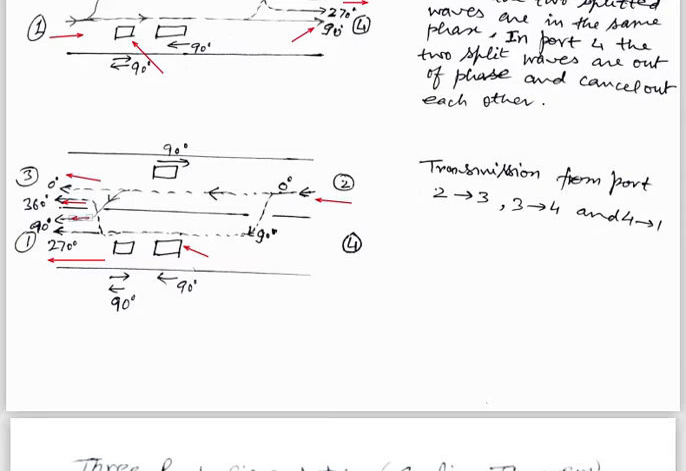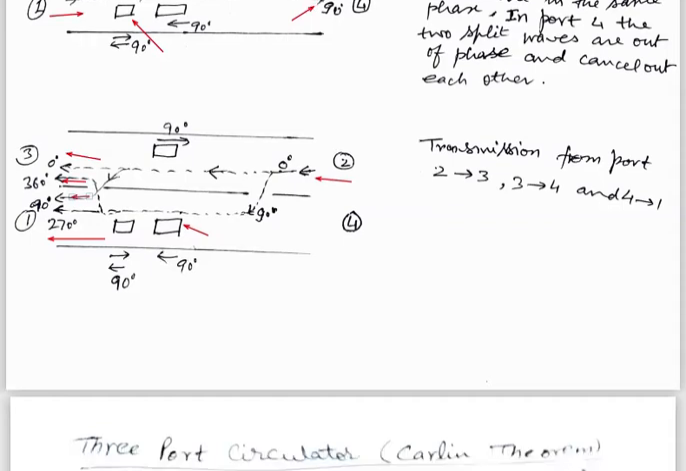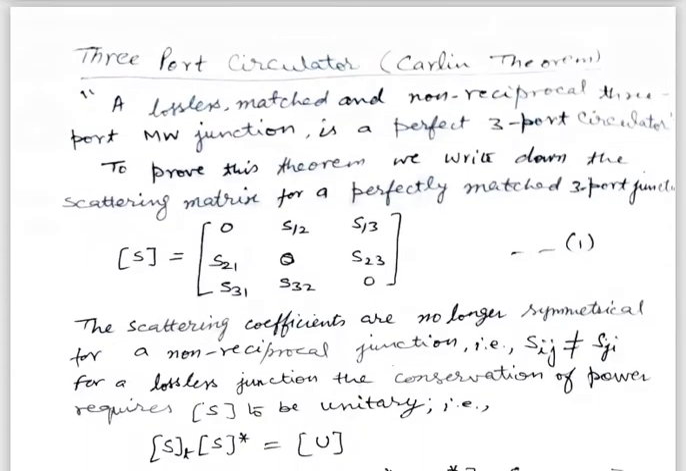So it means a wave entering in port number 2 will be transmitted from port number 3 and the other ports will remain uncoupled. A similar transmission property can be explained from port 3 to port 4 and from port 4 to port 1. So this is the working of the 4-port circulator.